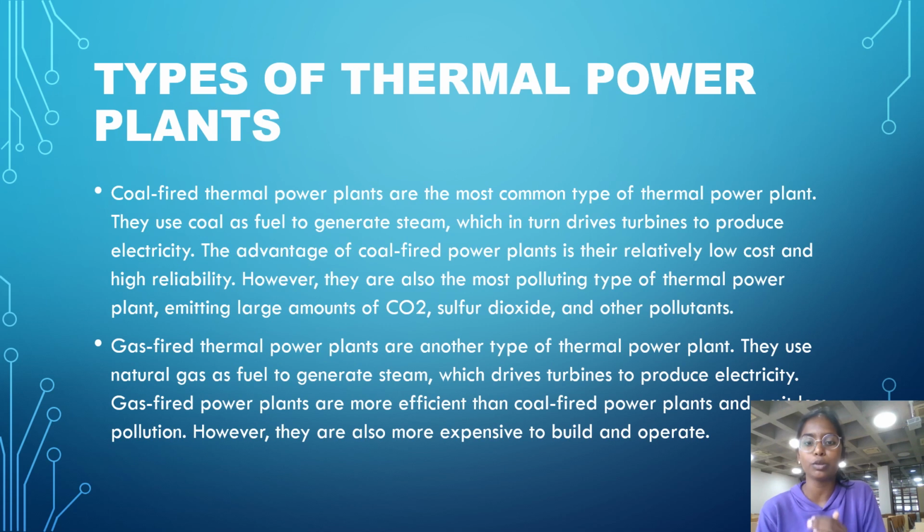However, they are also the most polluting type of thermal power plant, emitting large amounts of CO2, sulfur dioxide, and other pollutants. Gas-fired thermal power plants are another type of thermal power plant. They use natural gas as fuel to generate steam, which drives turbines to produce electricity. Gas-fired power plants are more efficient than coal-fired power plants, however, they are also more expensive to build and operate.